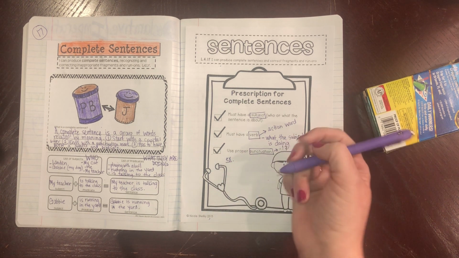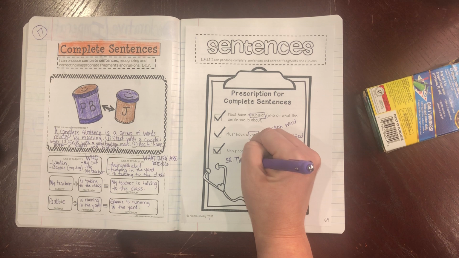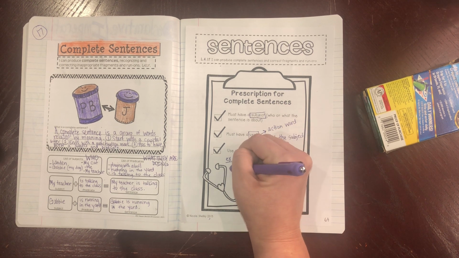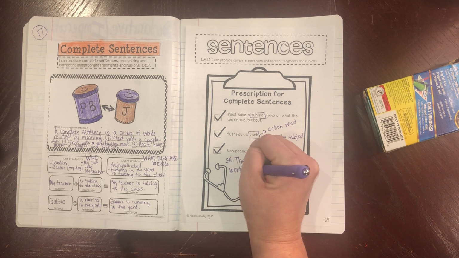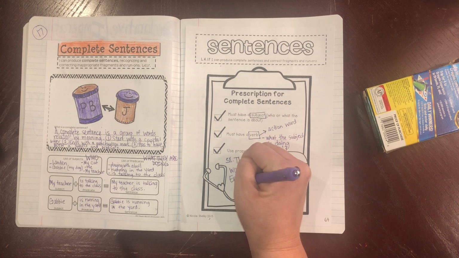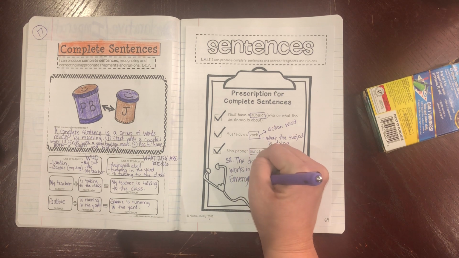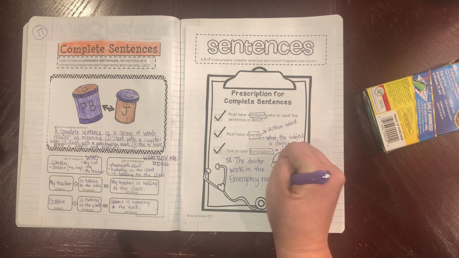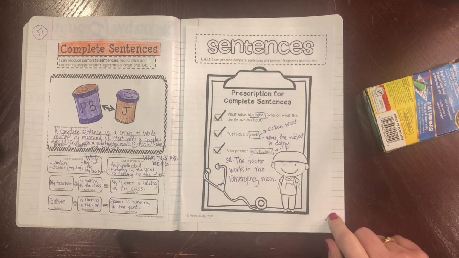So when we create an example, you're going to do this in the blank area below. So we're going to write the sentence, the doctor works in the emergency room, period. Within this sentence, we're going to identify the components that make it a complete sentence.